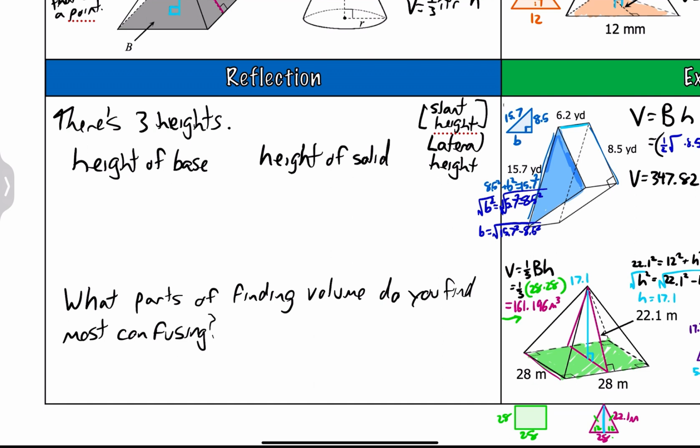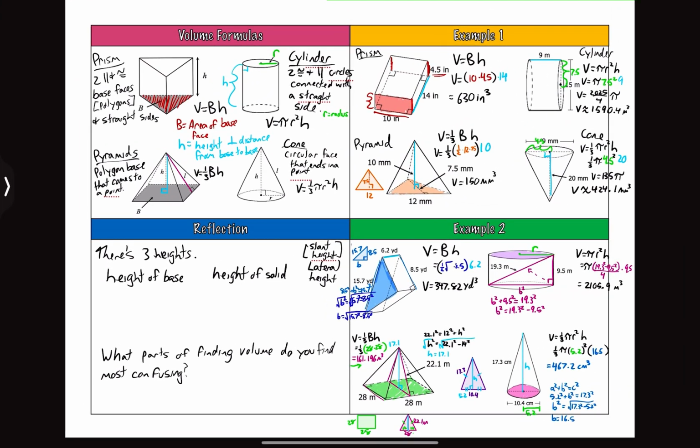And with that, that is the introduction to volume.